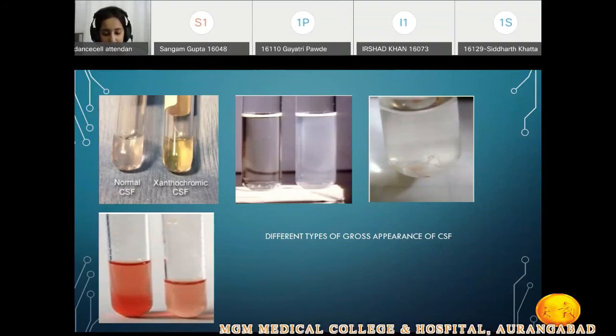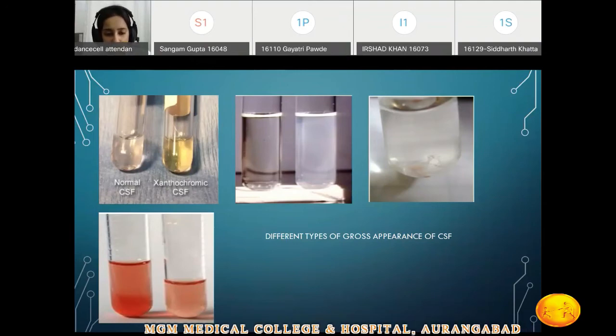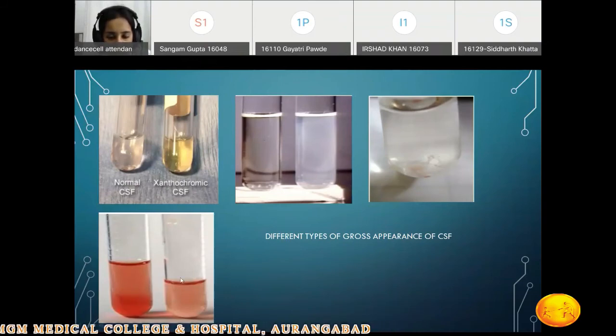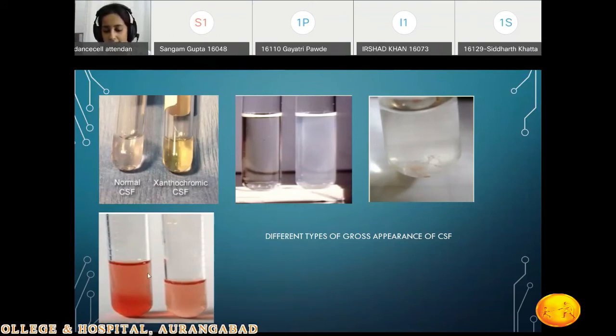Also the proteins which are exuded along with the blood. And the last one is the traumatic tap. You can see the precipitate over here, the clot formation, and this is the supernatant liquid which is left. So this is imparting a pinkish hue to CSF. This is a traumatic tap.